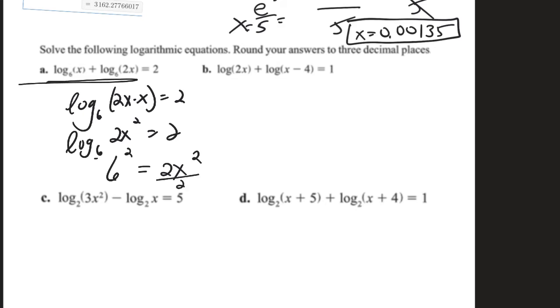I'm going to divide by 2. So that gives me 3 equals x squared. And then I'm going to take the square root of both sides. And remember, if I take the square root, I have to put a minus sign here. So x is positive square root of 3 and negative square root of 3. 2 answers. Go ahead and do B. Come back after and see if we got the same answer.